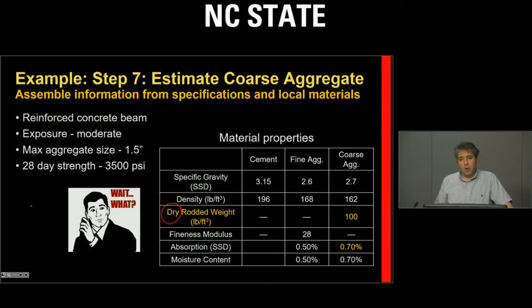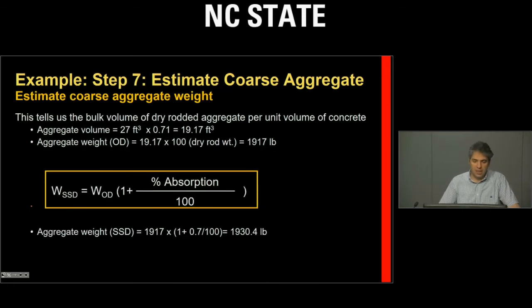For our coarse aggregate, the absorption at SSD condition is given to us in this table as part of the basic information about the local material, step 1, that it is 0.7%. Therefore, we have to adjust the weight of the aggregate for this. We said that 71% of the volume of 1 cubic yard, which is 27 cubic foot, needs to be filled with the coarse aggregate. We calculate the weight of that, but this is a dry weight.